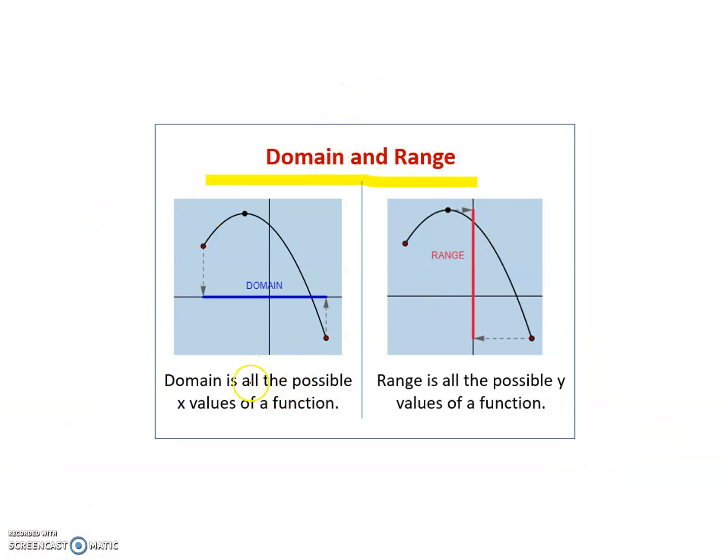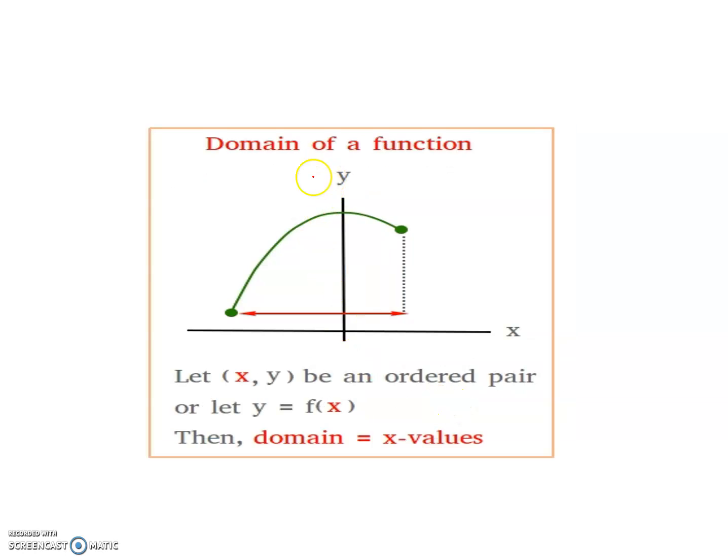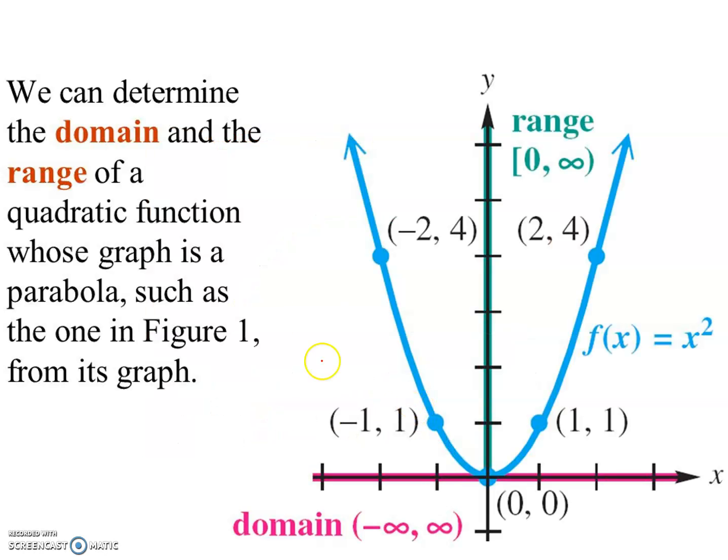Domain and range, that is useful. Domain is all the possible X values of a function. Range is all the possible Y values of a function. My diagram looks like this way. For the domain of the function, let (X, Y) be an ordered pair, or let Y equal f of X. X is called the domain and Y values are called the range.